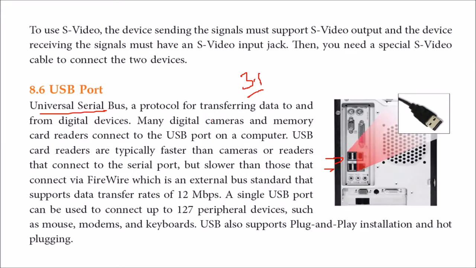So various digital cameras and memory card readers, they are connected to the USB port, and USB card readers are typically faster than the camera and readers that connect to their serial port. You have this Firewire also. This is quite fast. So it supports around 12 Mbps of data transfer of Firewire. One more aspect of a USB port is that a single USB port can be used to connect around 127 peripheral devices, means other devices like the mouse, the modem, and keyboard, like this.